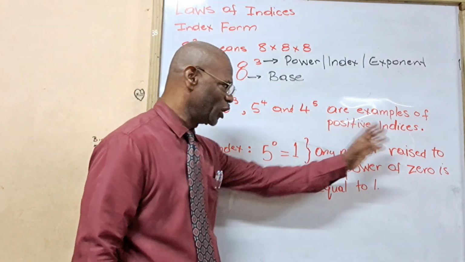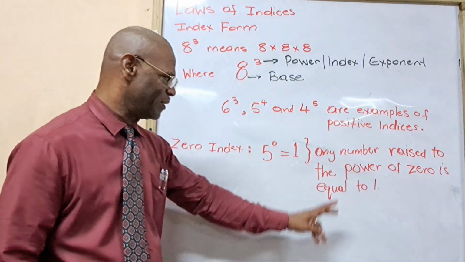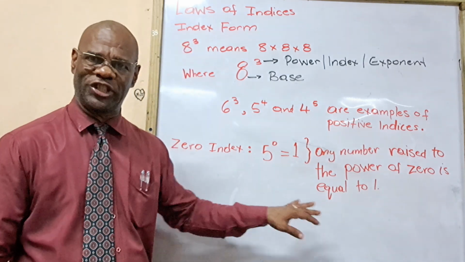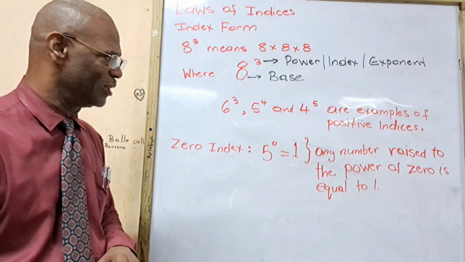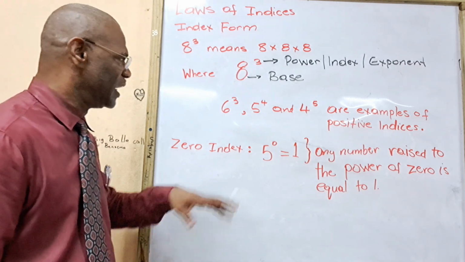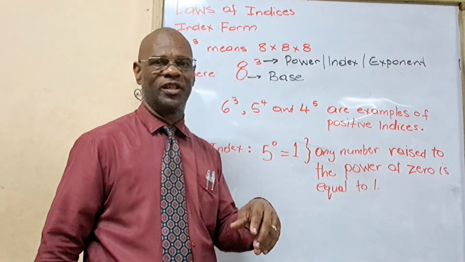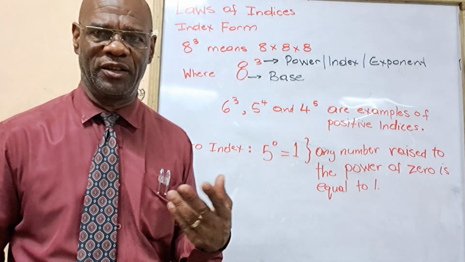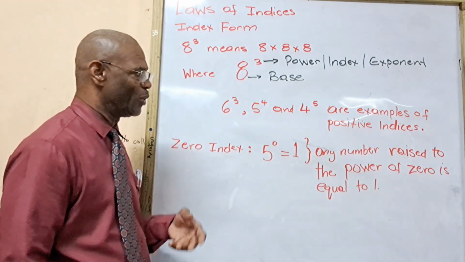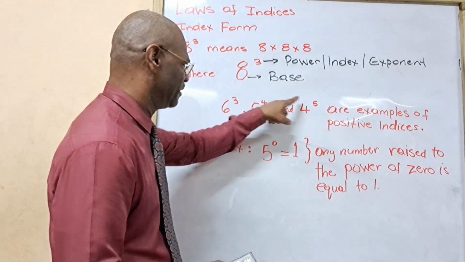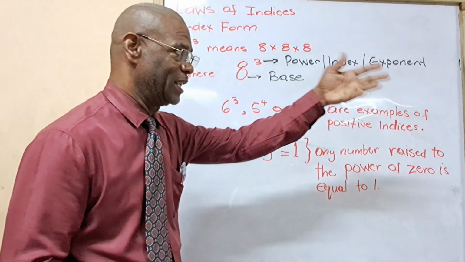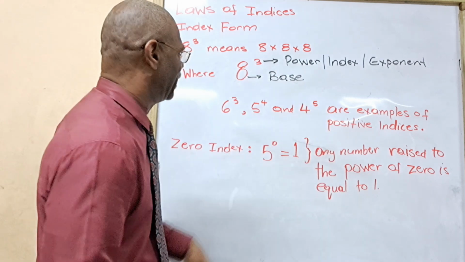So here we have it: any number raised to the power of 0 is equal to 1. Just remember those basic rules. Any number raised to the power of 0 is equal to 1, and positive indices are those numbers greater than 0. Once a number is greater than 0, we say it has a positive index, or power, or exponent. Any one of those works.